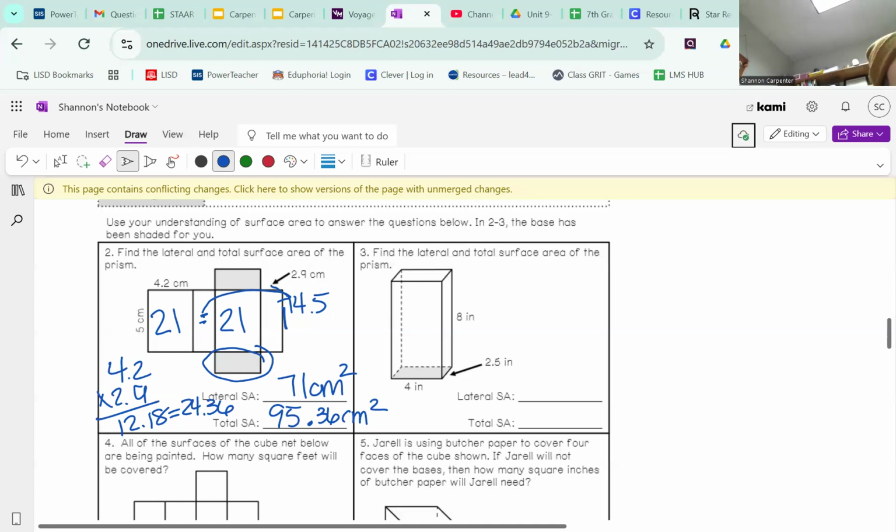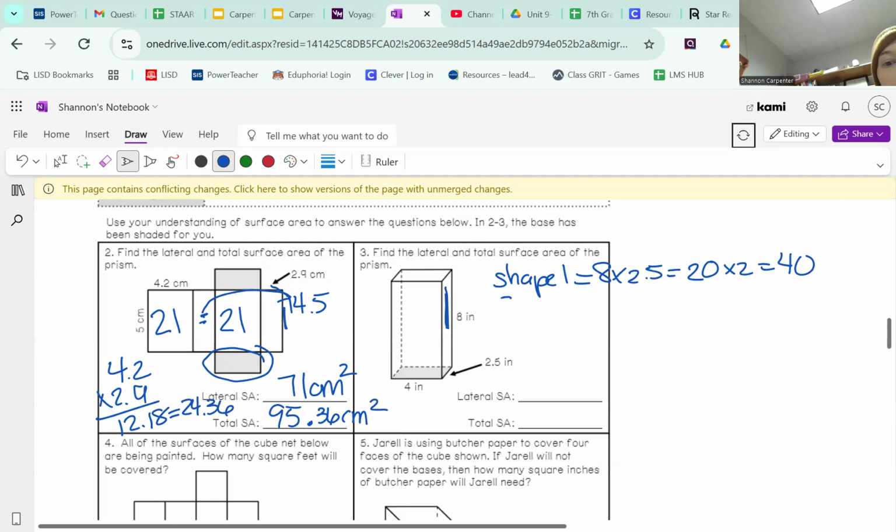Same process on number 3. We're finding the lateral surface area, and then we're going to find the total surface area. The lateral would just be the side pieces, not the base. So if we said shape 1, this side piece right here, 8 times 2.5 gives me 20. And then remember, I have 2 of those, so that's going to be 40.